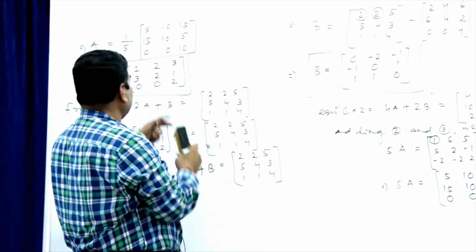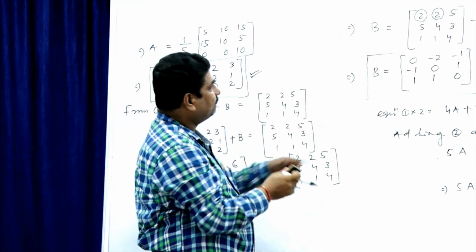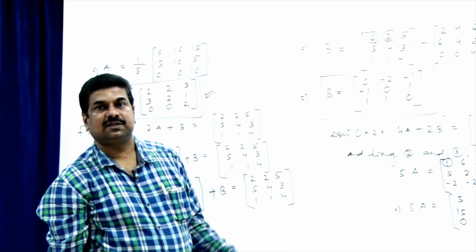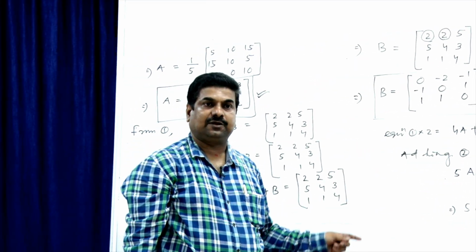Here you see the value of A is equal to this one and the value of B is equal to this. Okay. Next class I will discuss matrix multiplication. Thank you very much.